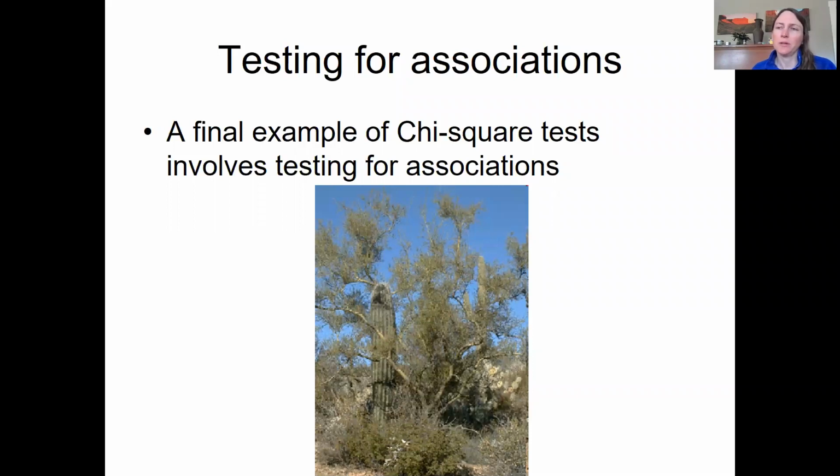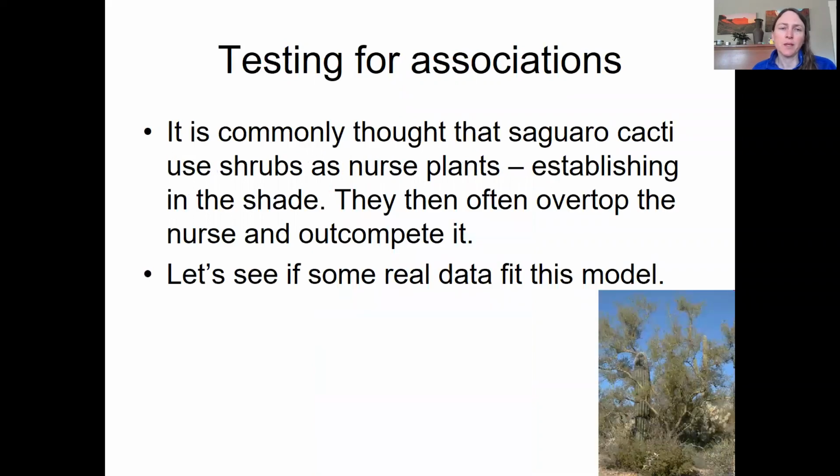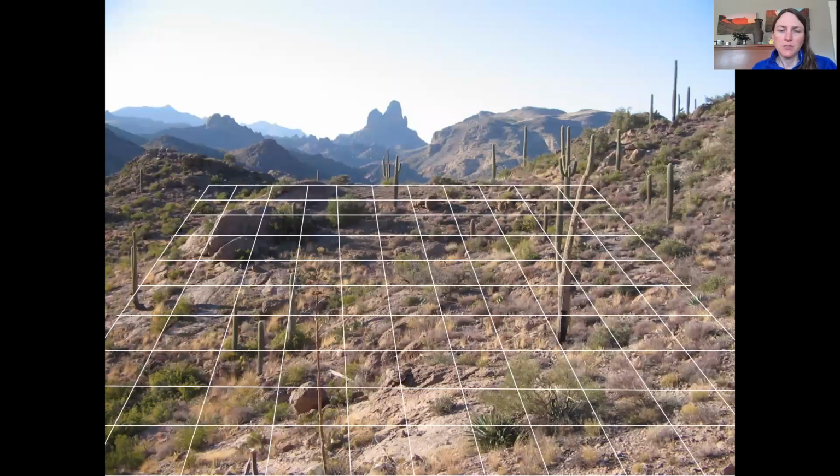the shrub. So we're going to test this with some real data we could observe just from a photograph of the saguaro of the Sonoran Desert. We're going to see whether some real data fit this model, whether we more often find saguaro cacti in association with shrubs or not. And so we can just take a picture like this of the Sonoran Desert. This is in the Superstition Mountains outside of Apache Junction, Arizona.